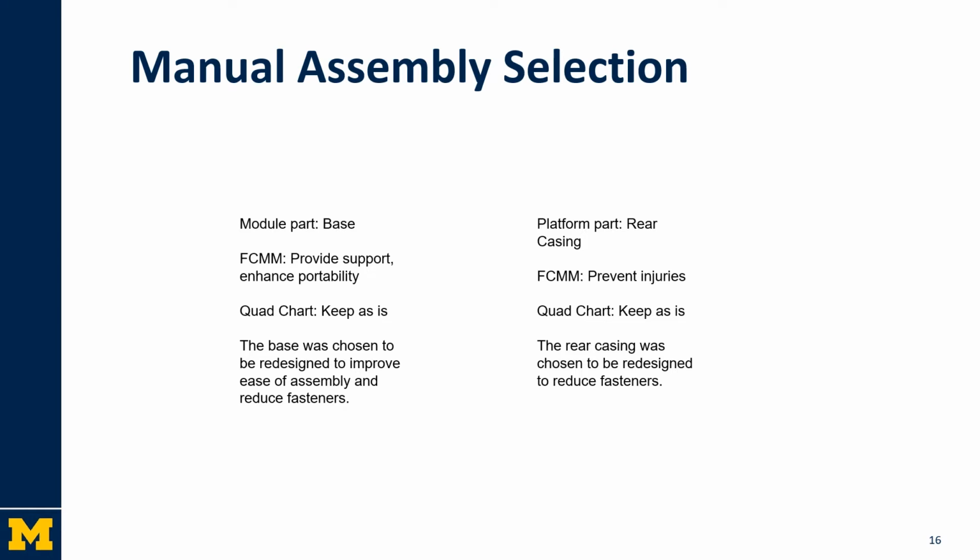Our quad chart says keep as is, but we chose it because we can improve the ease of assembly and reduce fasteners. Our platform part is the rear casing, and the FCMM says it prevents injuries. Our quad chart also says keep as is, but we can easily reduce fasteners on that as well.